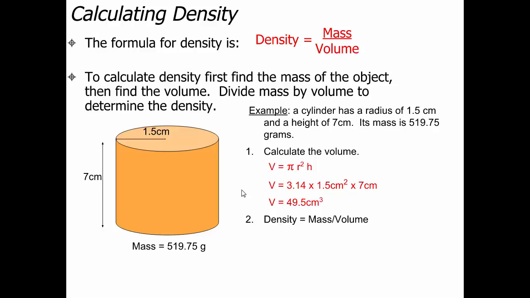The mass is already given to you, 519.75 grams. And then we just solve for density. We write our formula, we substitute our numbers in, and then we give our answer with units. In this case, 10.5 grams per cubic centimeter.